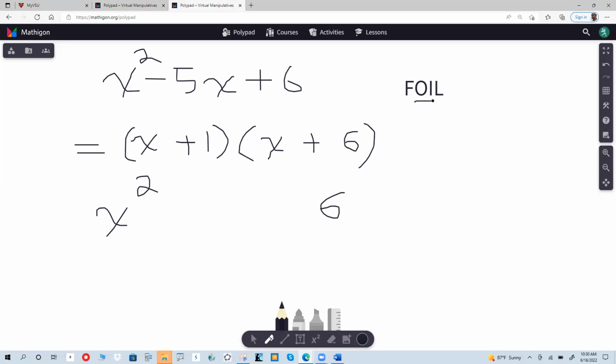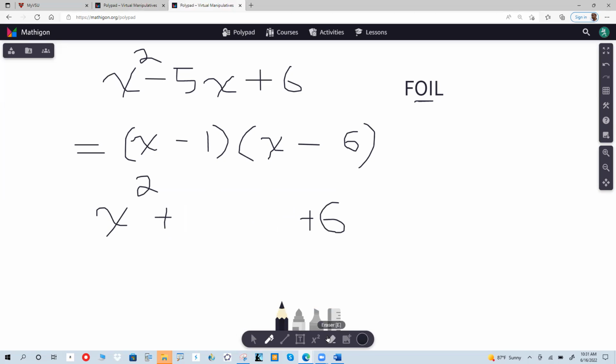But my outside and inside terms are going to give me 6x plus 1x. And that doesn't work out. This is not going to give me minus 5x. Even if you change this to minus, you might say, maybe this is not plus, this is minus. So let's erase this. Maybe I messed up. Let's try this. And of course, I want to make sure the last term is plus 6. And yeah, I got that because minus 1 times minus 6 is plus 6.